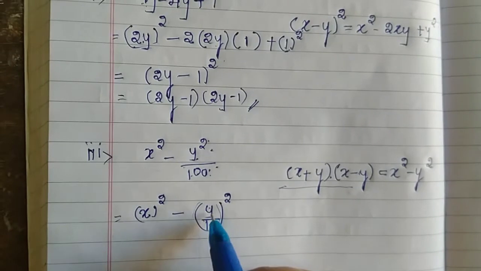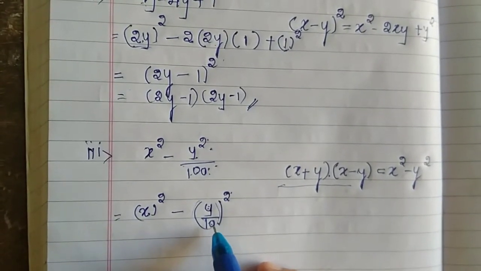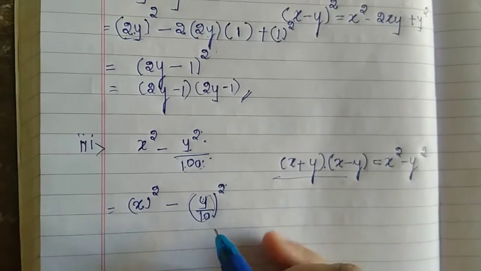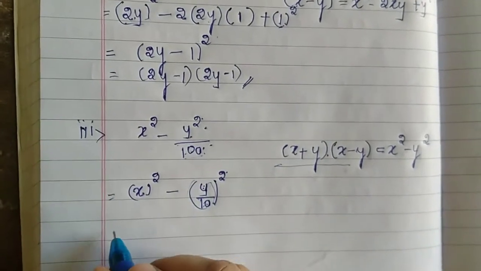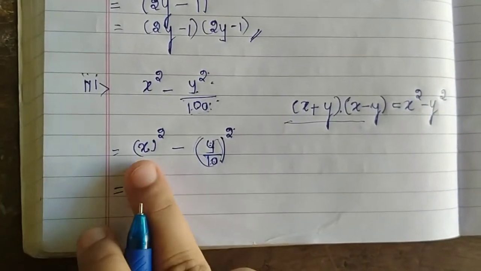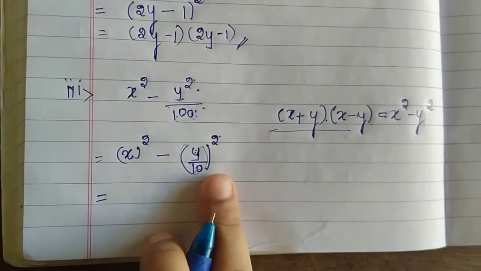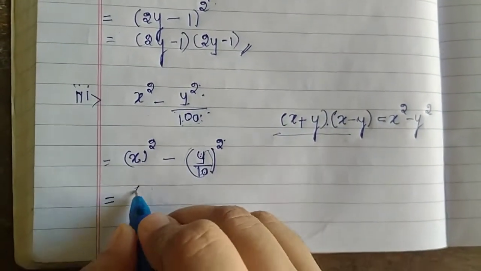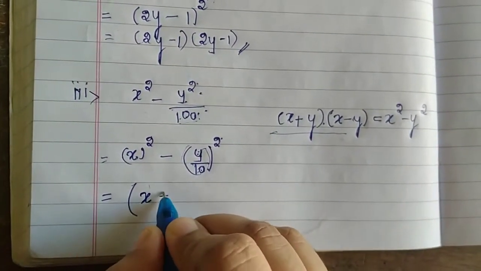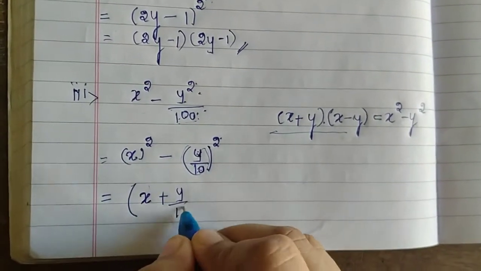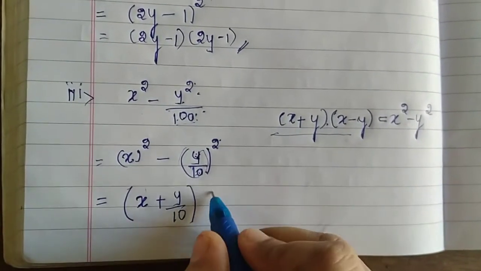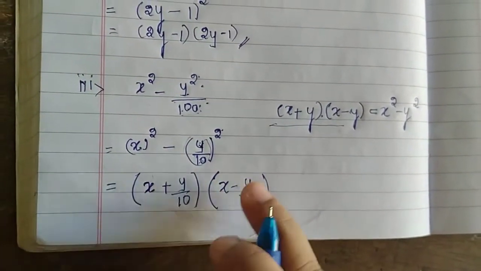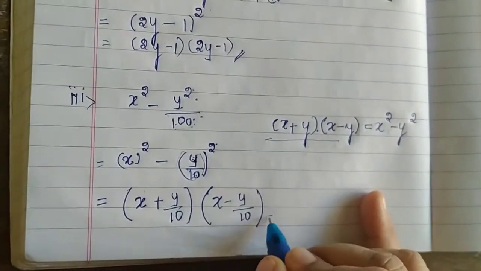When you open this bracket, what are you going to get? Y square divided by 10 the whole square, and 10 the whole square means again you are getting 100 only. So I have written y by 10, okay, y by 10 the whole square. So now you can easily judge this because this is in the form of x square minus y square. So what you can write over here is x plus y into x minus y. In place of x, x is there, and in place of y, y by 10 is there. So x plus y by 10 into x minus y by 10. Okay, so I hope you understood this.